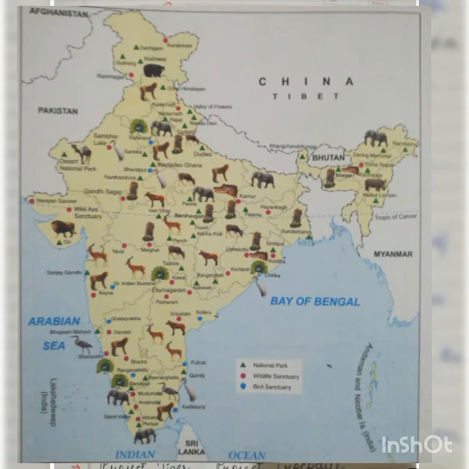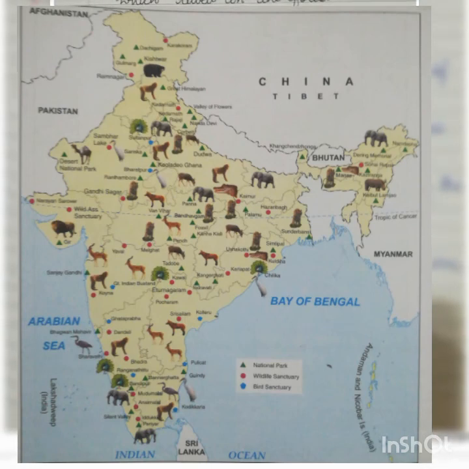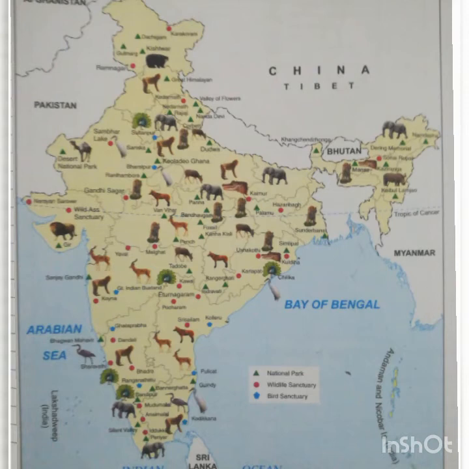Now let's talk about national animal and national bird. The national animal is tiger and it is found in 43 tiger reserves of our country. The national bird of India is peacock. Wildlife in India is also very rich.